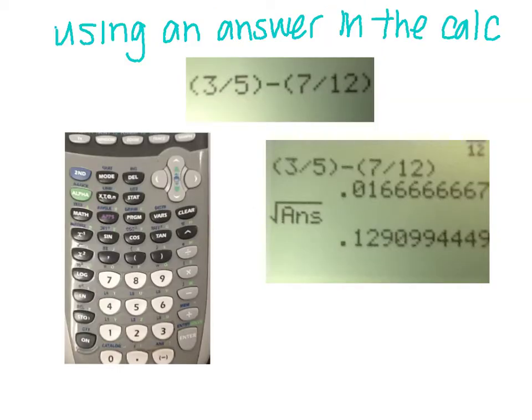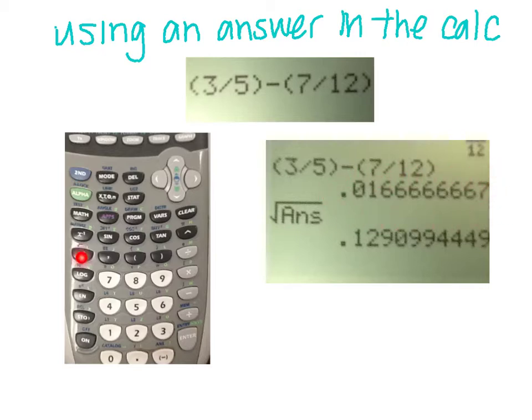The next thing I want to highlight is how to use an answer in the calculator. What I mean by that is, let's pretend that we dealt with this fraction, 3/5 minus 7/12. I put that into my calculator and it gives me a decimal. Now let's say that I wanted to find the square root of that. If I press square root right now, which by the way is second x squared, that gives me the square root. It's kind of a pain to type this whole decimal back in.